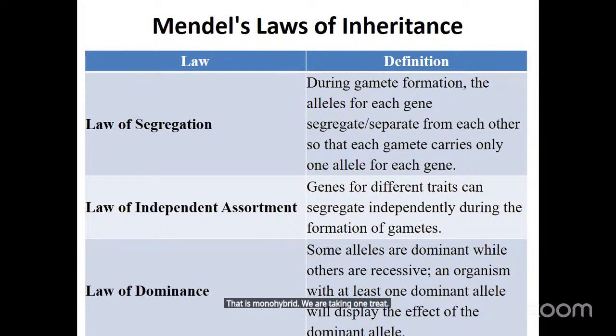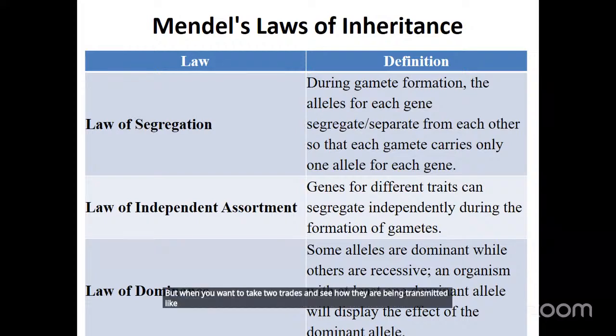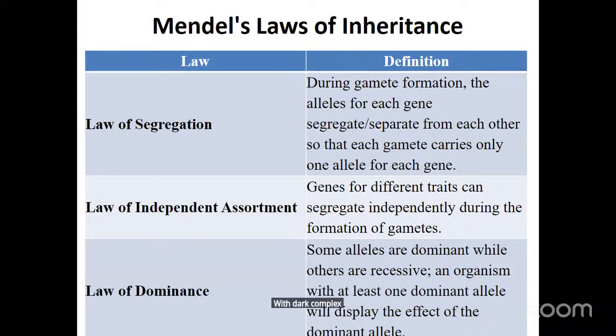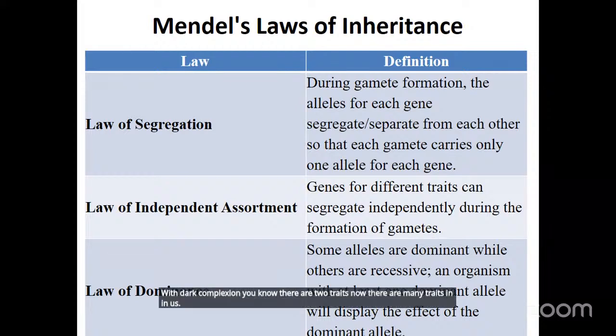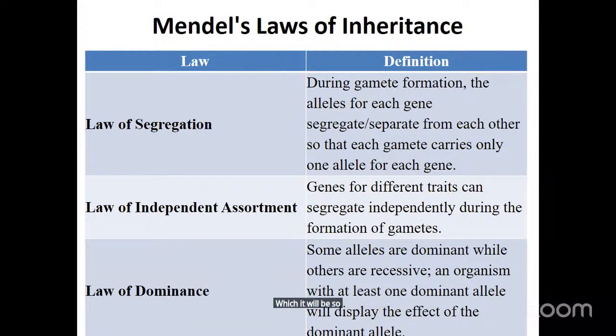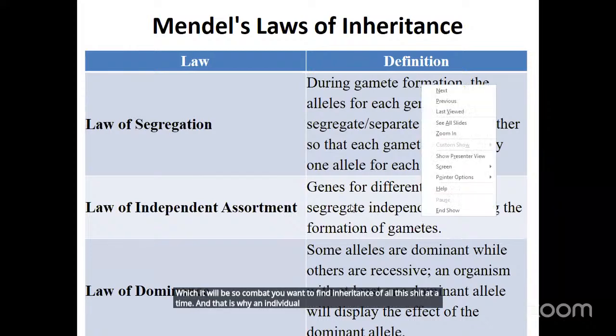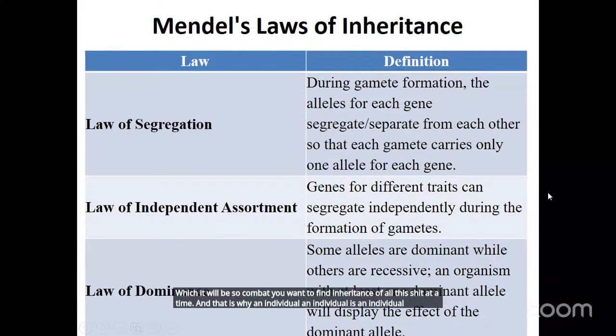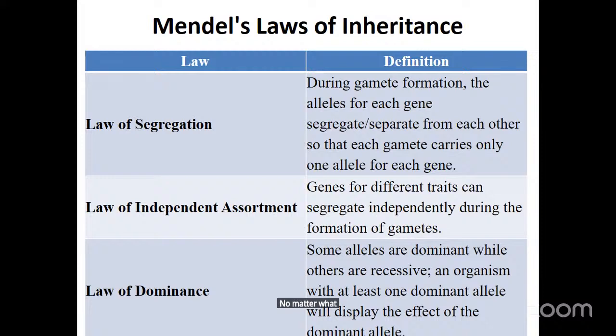But when you want to take two traits and see how they are being transmitted, like, okay, the father is tall with dark complexion. There are two traits now. There are many traits in us, which it will be so cumbersome. You want to find the inheritance of all these traits at a time. And that is why an individual is totally unique. No matter what, you are not or will never be the same with any of your parents. You can never be the same.